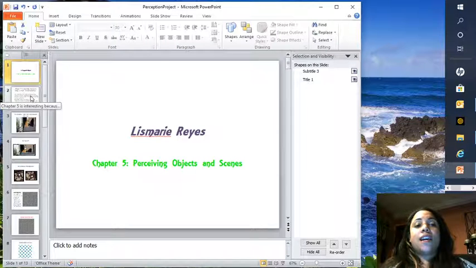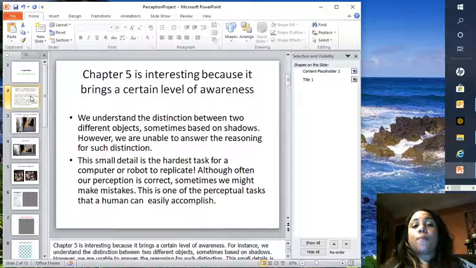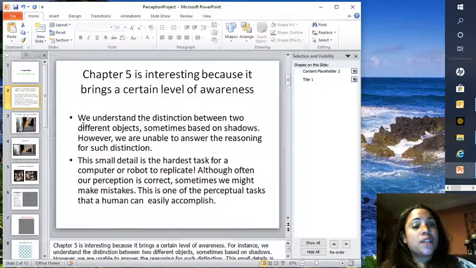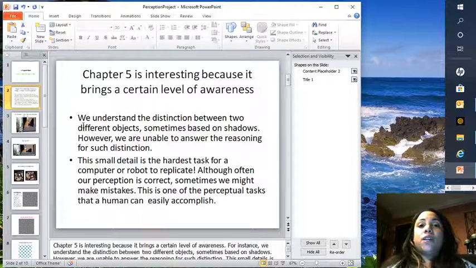Objects and Scenes. And this was very important to me because I found it very interesting how certain things can bring us a level of awareness. So, for instance, we do understand the distinction between two objects, or when it is just one object and the shadow, as we think. However, this small distinction is not always correct in humans, and it's probably one of the hardest things to be able to replicate in a robot because such distinction actually, in my opinion, comes with a certain level of common sense.